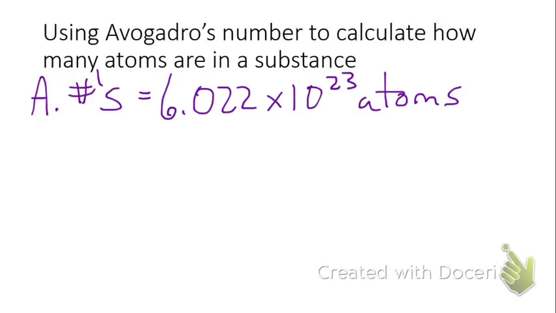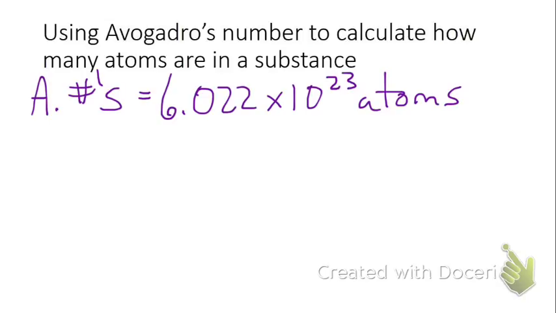You will have to memorize this number. I know I don't have you guys memorize a lot of numbers, and I won't have you memorize any of the equations, but you do have to memorize this number. This is a number that we're going to constantly be using, and it should just come off the top of our head. So Avogadro's number is 6.022 times 10 to the 23rd atoms.